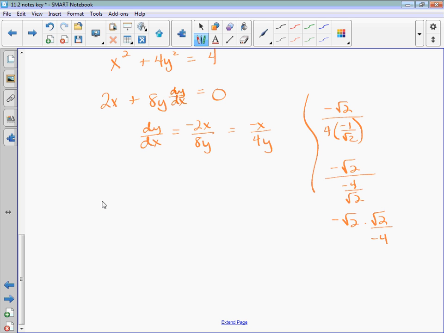All right, so what's root 2 times root 2? 2. I got 2 negatives, so those are gone. So I've got 2 over 4, which is 1/2. So the slope of the tangent line to this graph is 1/2 at that point, okay? Not that bad? Doing okay? All right. We're ready for another one? Yeah.